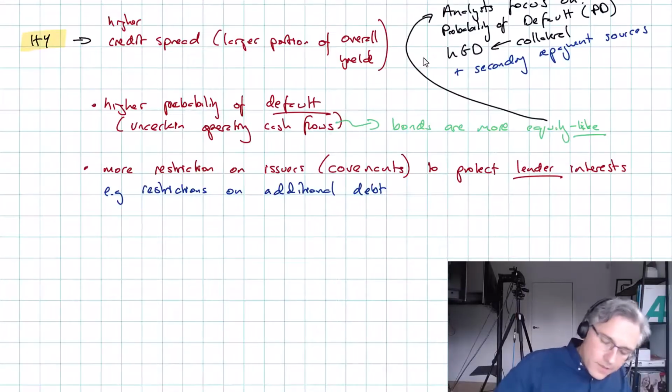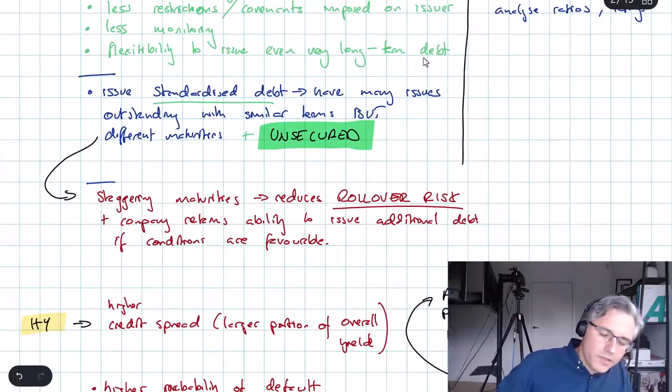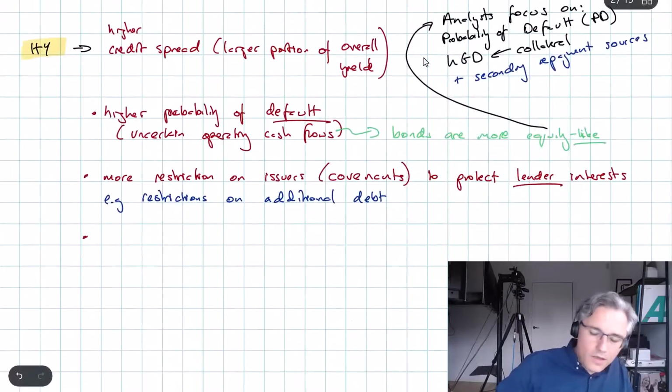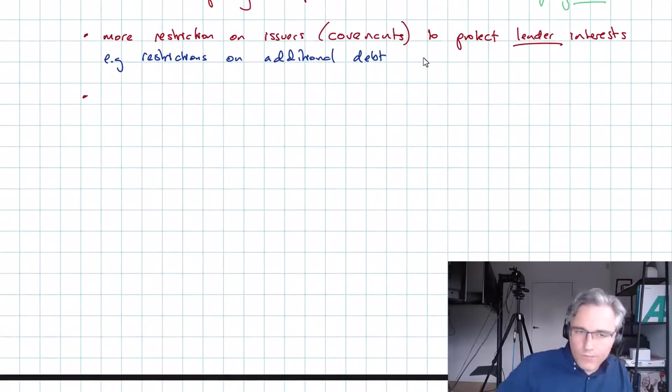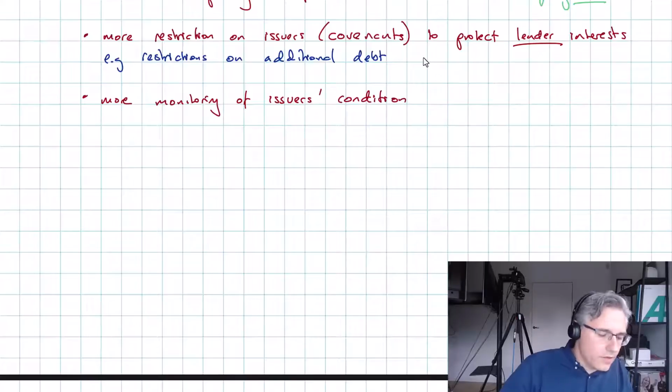Right, what else? Definitely, as a kind of reflection of what we did here in the mirror image. Here we said less monitoring efforts are needed for the high quality or investment grade issuers. Well, here there's going to be definitely more need to monitor, more monitoring efforts, more monitoring of issuers' financial condition.